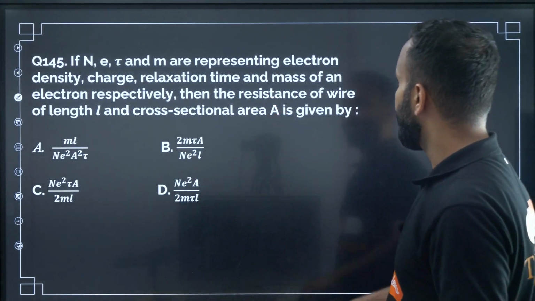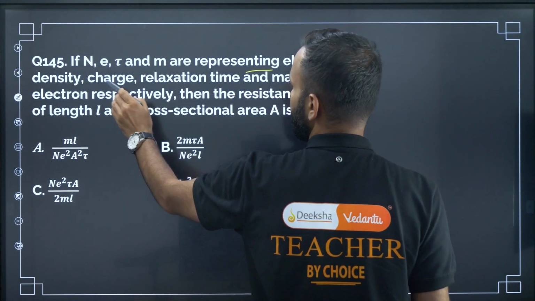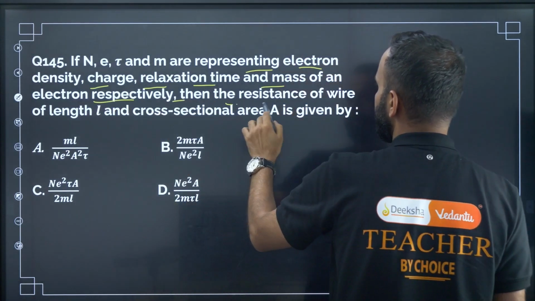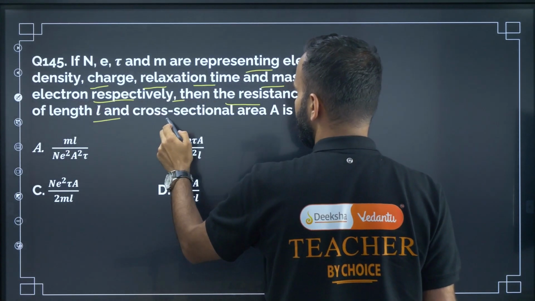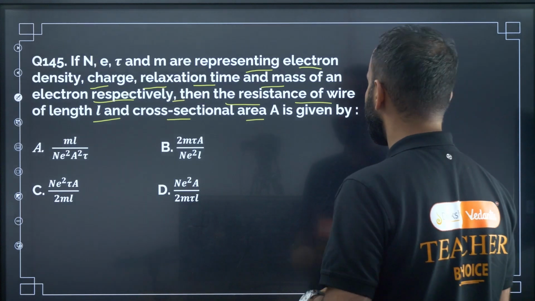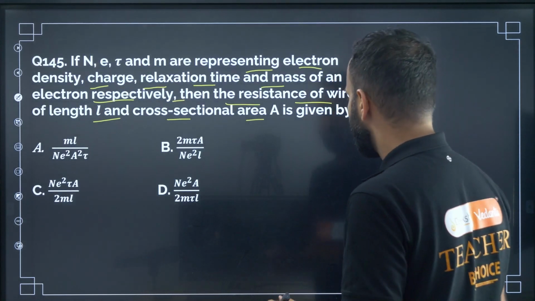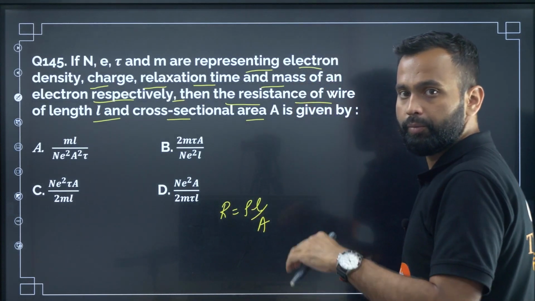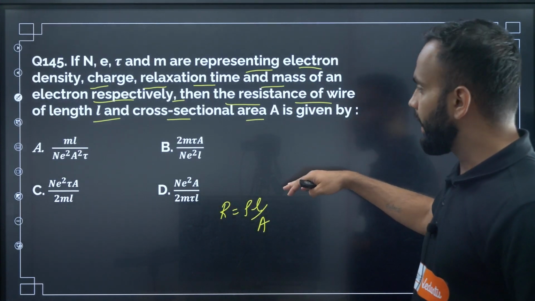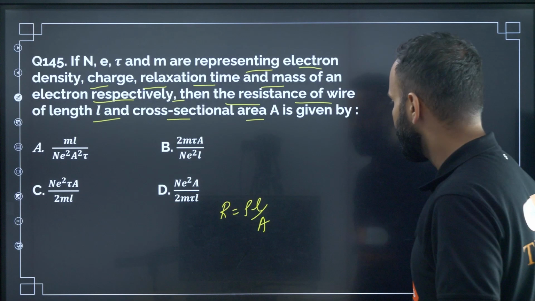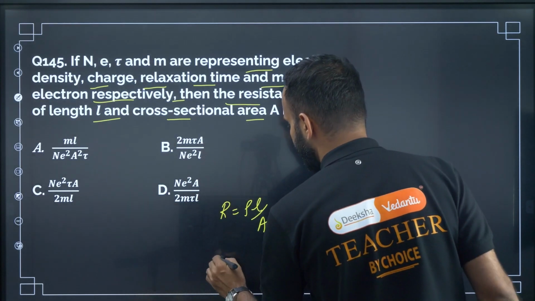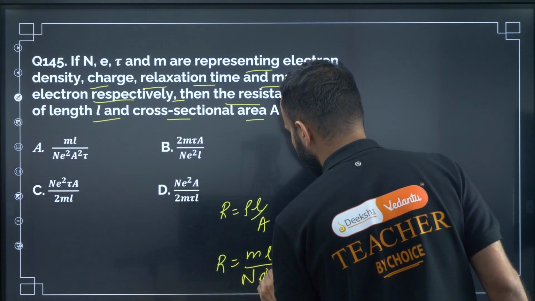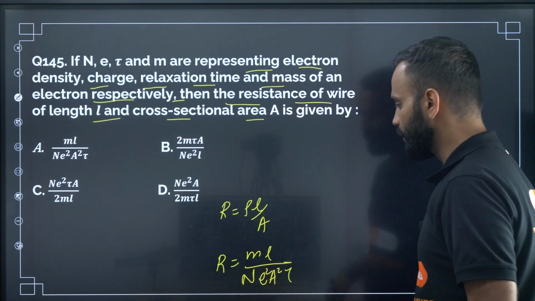Next question, question number 145. If n, e, tau and m are representing electron density, charge, relaxation time and mass of an electron respectively, then the resistance of the wire of length L and cross-sectional area A is given by. So resistance R equals rho L by A, okay. So from the drift velocity you can derive this expression, okay. So I will directly write here. R equals m into L divided by n e square A square into tau. Tau is the relaxation time, okay.